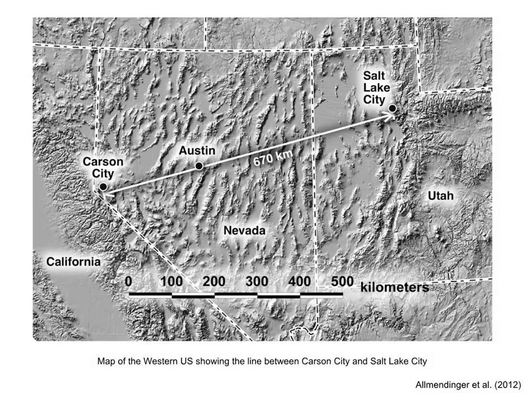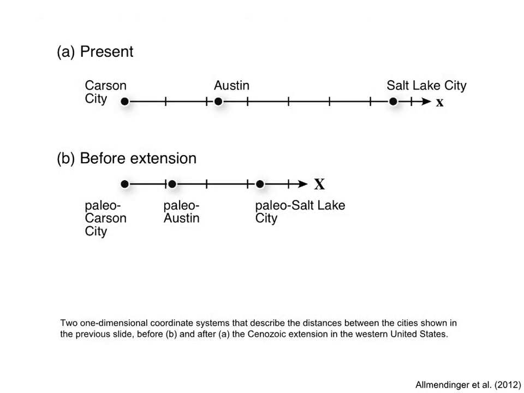Carson City and Salt Lake City are located on opposite sides of the Basin and Range Province in the western United States. The two cities are presently located 670 kilometers apart, but before extension occurred in the Basin and Range Province, they were only 335 kilometers apart.